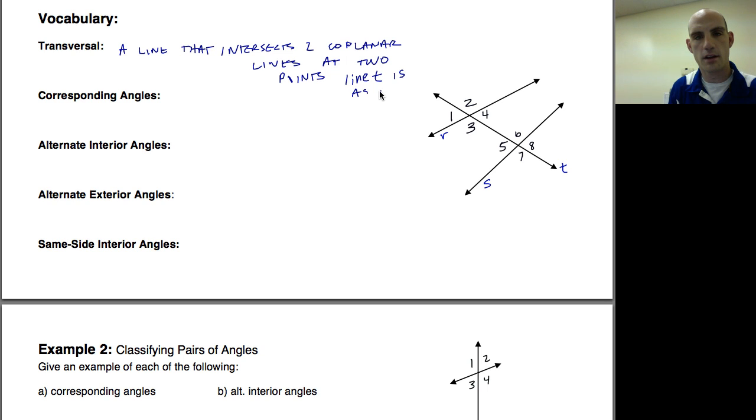Line T is a transversal. Okay, so line T is a transversal. R and S are those coplanar lines, and T cuts them and intersects them at 2 points. 8 angles are formed.